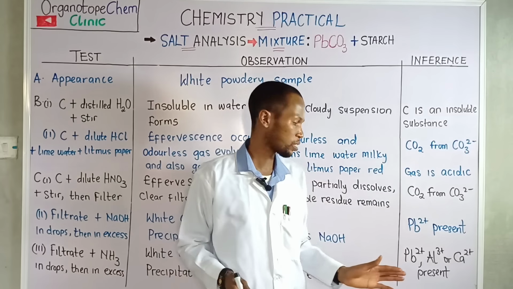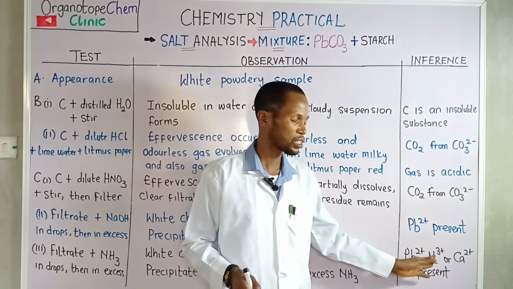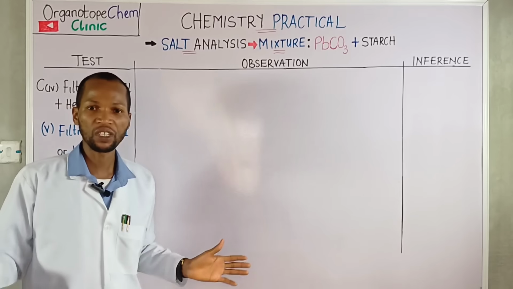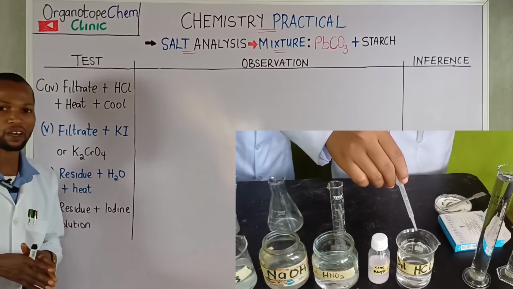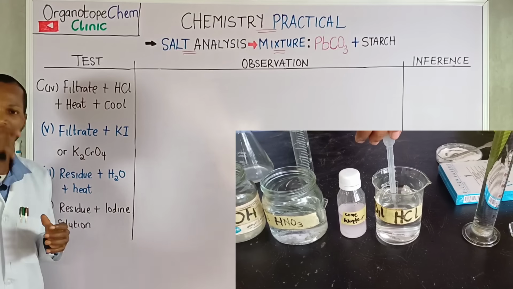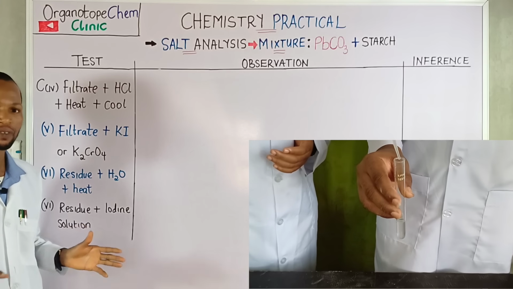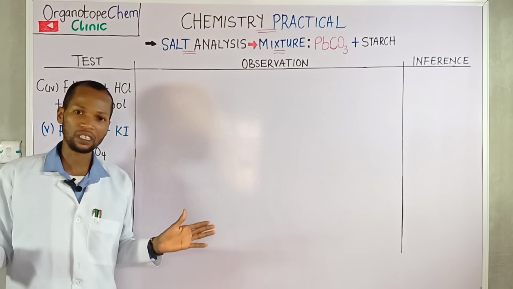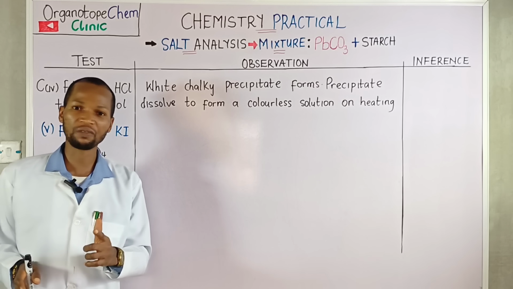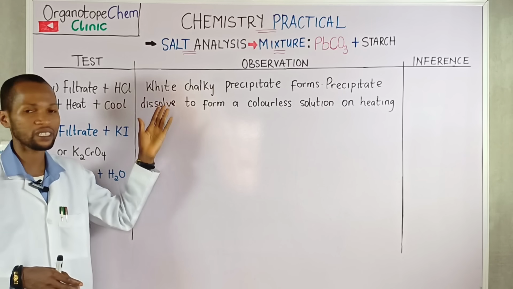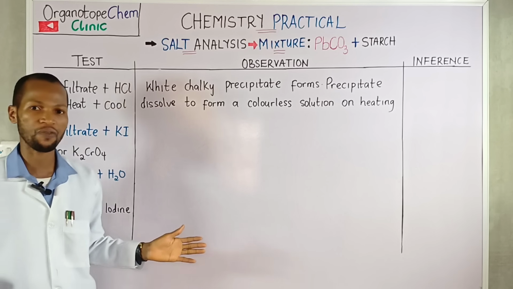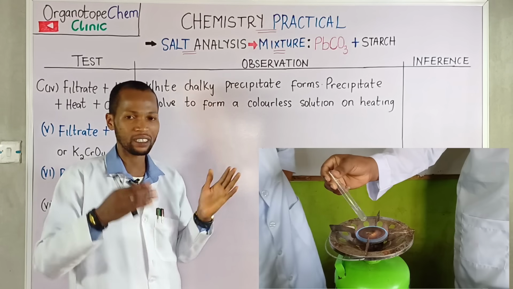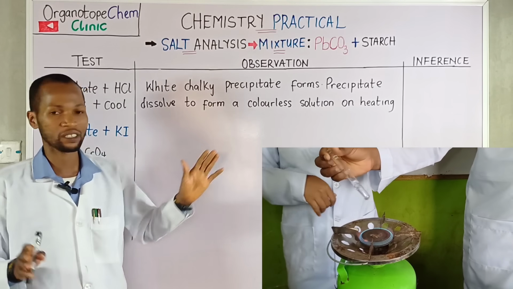So for the inference, we have lead 2+, aluminum 3+, calcium 2+ present. Moving on, can we take the third portion of our filtrates, add dilute hydrochloric acid to the filtrates, then the solution is heated. Can we observe this closely? It can be observed that a white chalky precipitate is formed on addition of hydrochloric acid, while on heating, the precipitate dissolves to form a colorless solution.